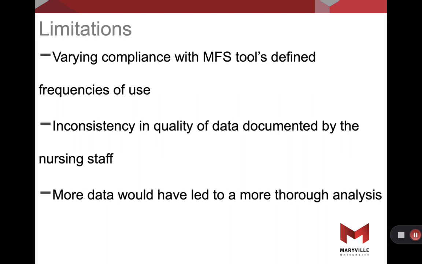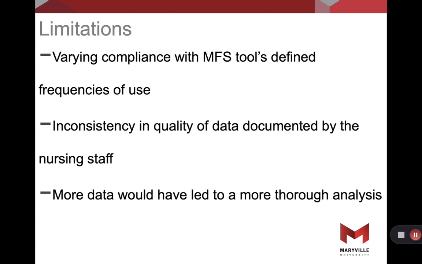Other limitations included inconsistencies in the quality of data documented by the nursing staff, as some of the Morse Fall Scale tool recommended fall prevention interventions were not documented as implemented, though the interventions may have been physically employed. These limitations may have impacted the DNP project study and altered results, as the information may not have been fully encompassing, altering its reliability.